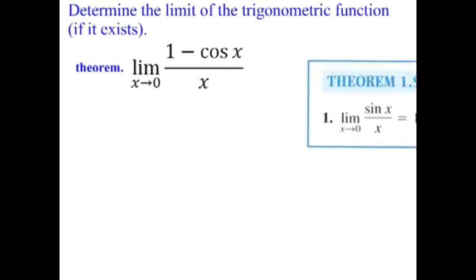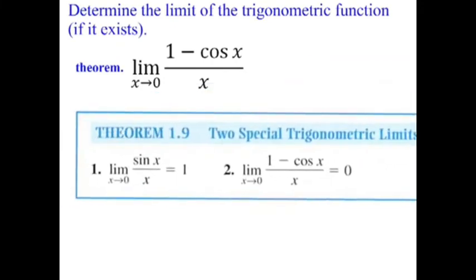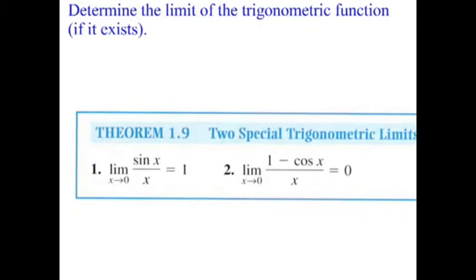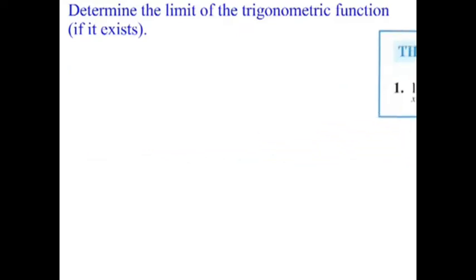Okay. Now, there are two special trigonometric limits. Two formulas you have to remember for trigonometric limits. This is number 1 and that is number 2.